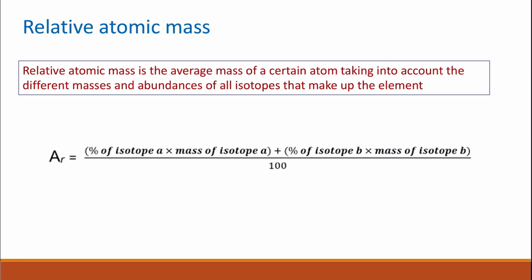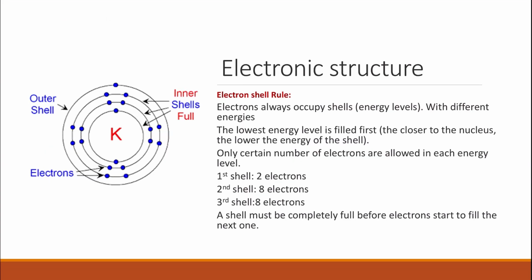A very common question as well is that they give you the different isotopes, their mass, and their relative abundance, and ask you to calculate the relative atomic mass. So you can use this equation, which is the relative atomic mass will equal the percentage abundance of isotope A times the mass of isotope A plus the relative abundance of isotope B times the mass of isotope B, and you divide that by 100 because the total abundance will be 100. Then you can calculate the relative atomic mass.